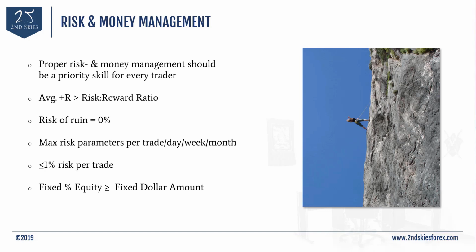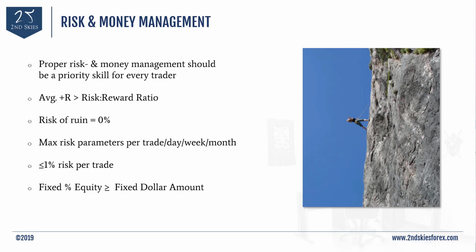In the next slide we'll go over it, but the risk to reward ratio has two numbers, and average plus R is just one number. Average plus R is basically just saying how much you are winning on all your wins and losses, particularly on your wins. When you win, how much are you winning on average? Are you winning 1 times your risk? Are you winning 2 times your risk?